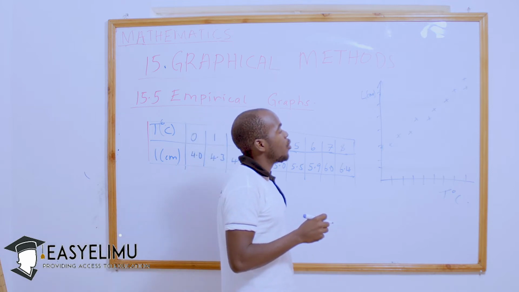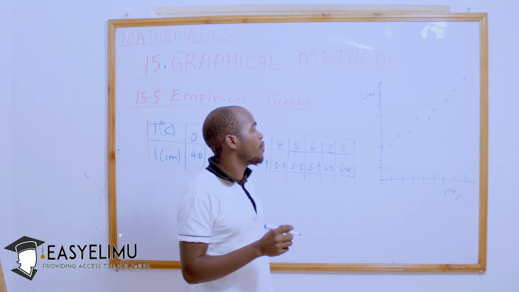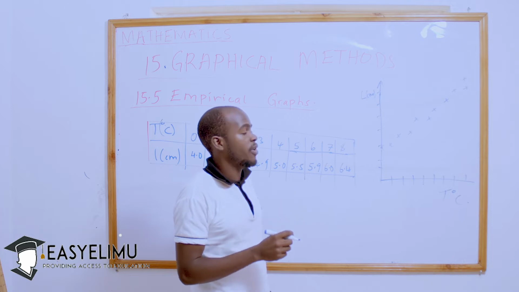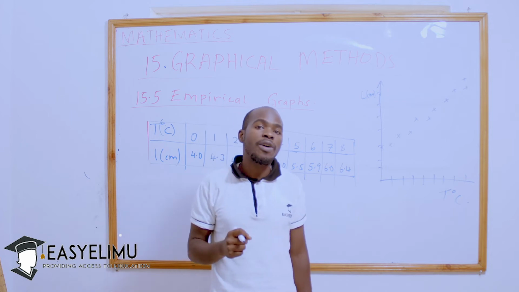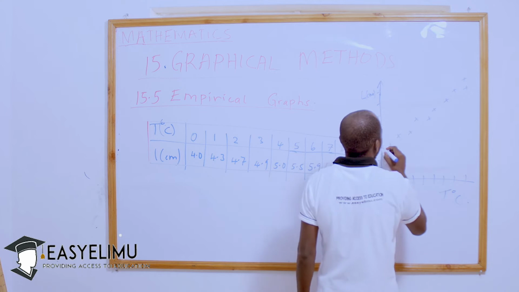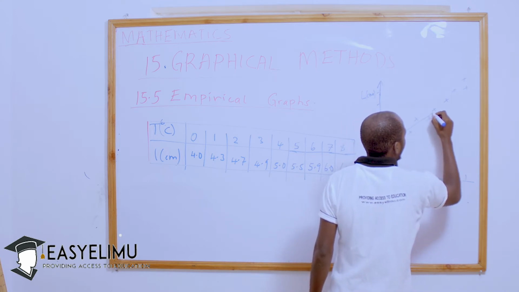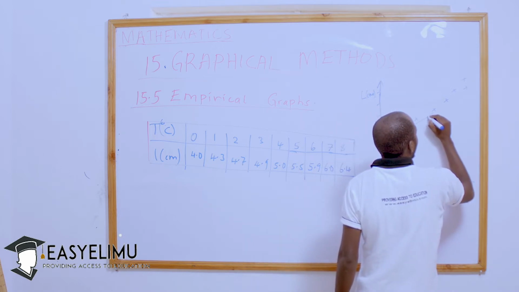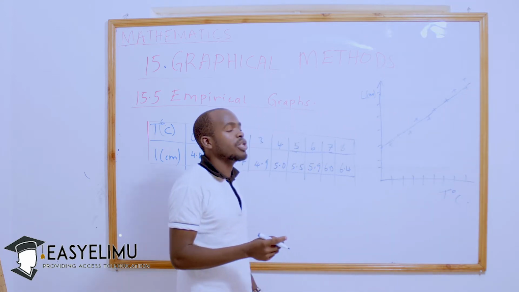So from there, what you will do is find the line which passes through most of the points. That line is what we refer to as the line of best fit. So you draw it, and whatever you draw should pass through most of the points, so that you have an equal distribution of the points.